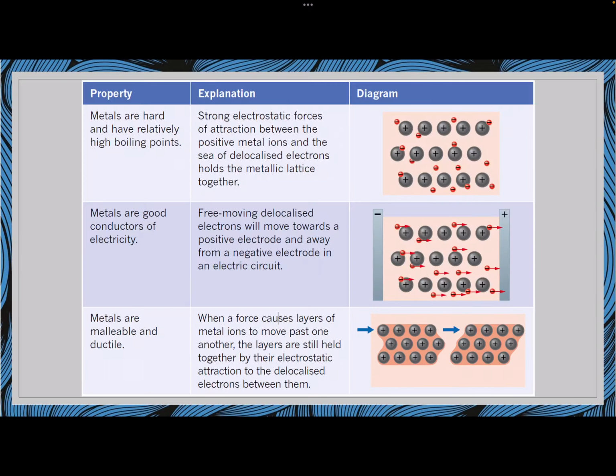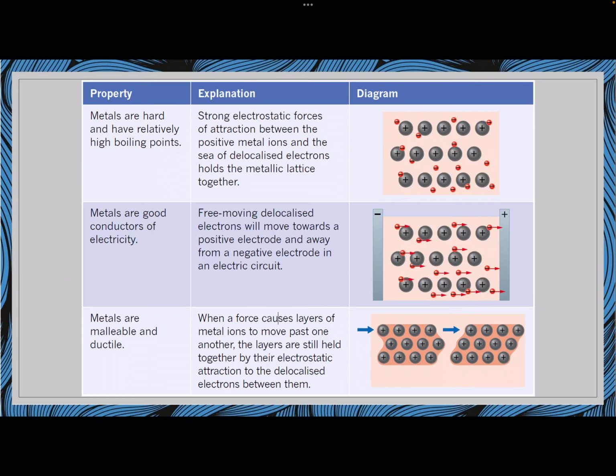Now this relates to the properties. One of the properties is that metals are hard and have relatively high boiling points. That's just because of the strong electrostatic attraction between the positives and the negatives. It keeps it all nice and bound. And the delocalization actually stabilizes that structure.